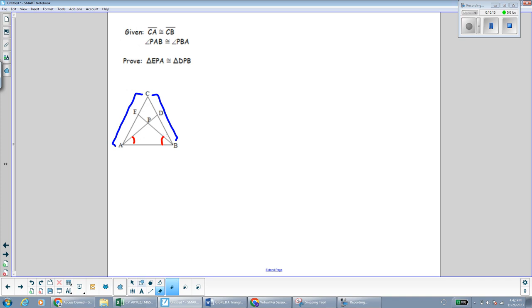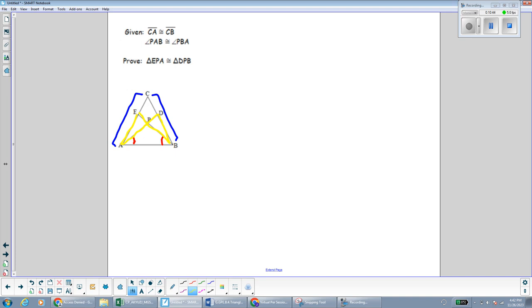And I do recommend that you pause the video and draw the diagram on a separate piece of paper. That way you get yourself set up and you can mark it and try it out for yourself as well. And our goal is to prove that triangle EPA is congruent to triangle DPB. There's lots of triangles in this diagram, so I'm going to highlight the two triangles that we're proving congruent to each other here in this proof. And it's the two in yellow. And they're not the overlapping ones, they're just two separate small triangles.